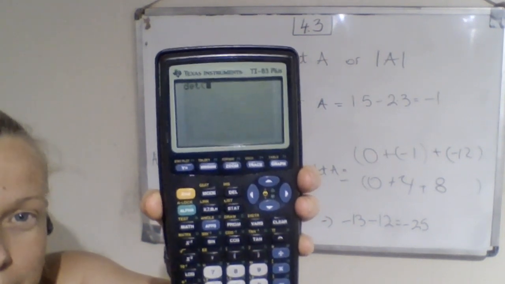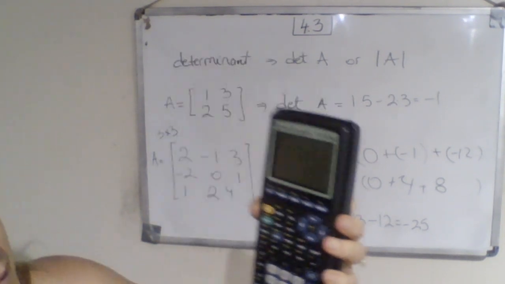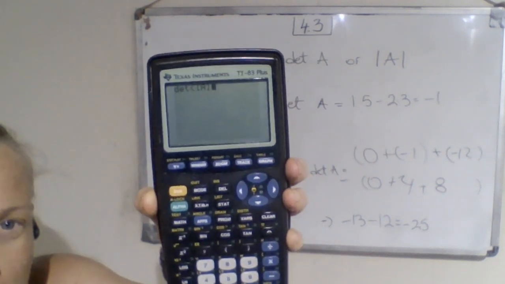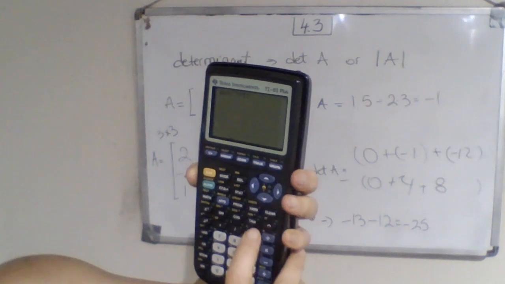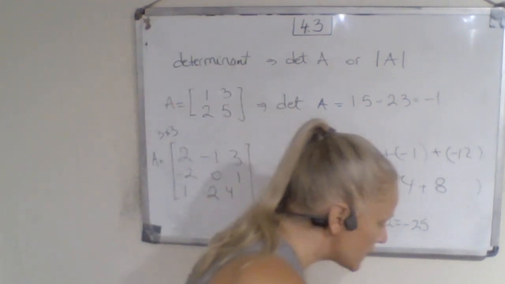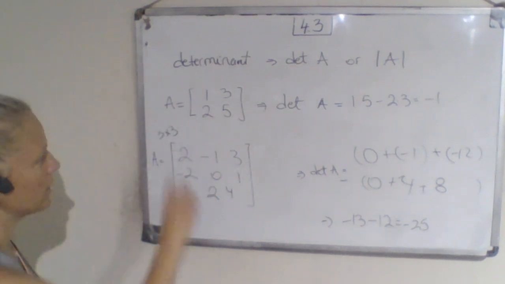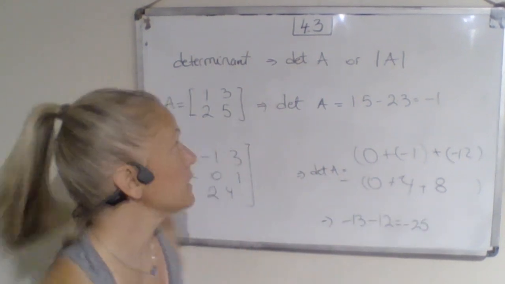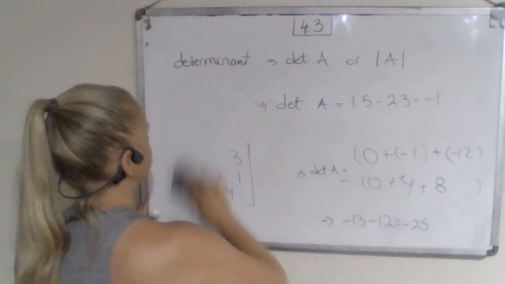And I go, yep, I just hit enter. That's my determinant. I go back to second matrix. Why? Because I need to tell it I want the determinant of A. I'll close my parentheses, I hit enter. My determinant is negative 25. So when we do determinants on a 3 by 3, you are free to do it by hand or you can use a calculator. It's completely up to you how to do this.